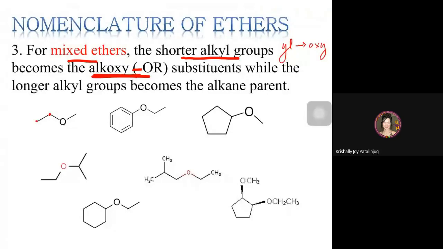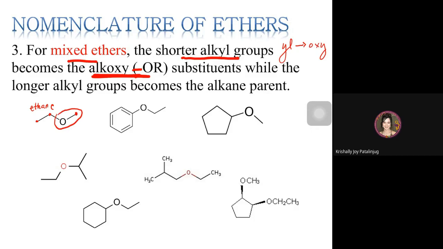Between this R group, there are two carbons here and one carbon here. So on the left side is the parent. So this is ethane, right? If two carbons, that is ethane. So the whole OR that remains, that becomes the substituent.